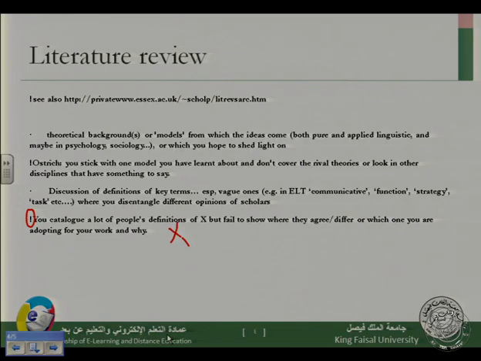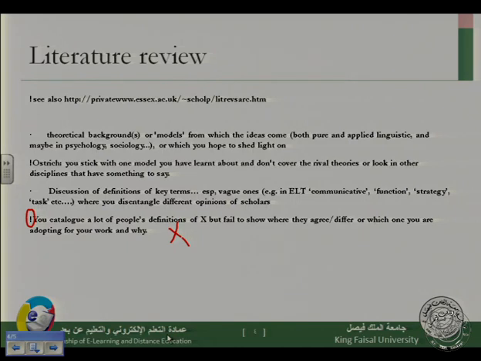You catalog a lot of people's definitions of X, but fail to show where they agree, differ, or which one you are adopting for your work and why. Let's say that you want to research strategy, student strategies while they are taking some tests. You need to define strategy, because I know the meaning of strategy, but there are hundreds of definitions in the literature about strategy. So don't just catalog the definitions.